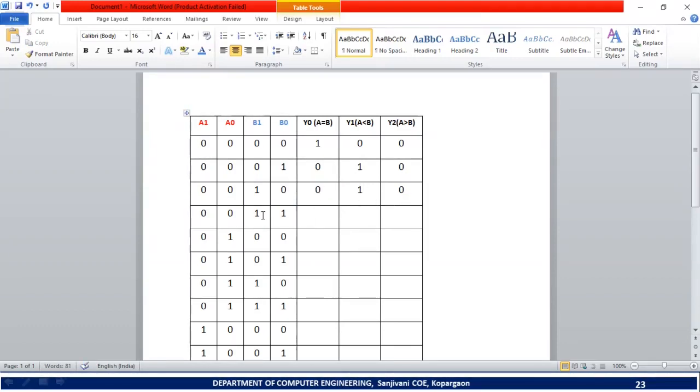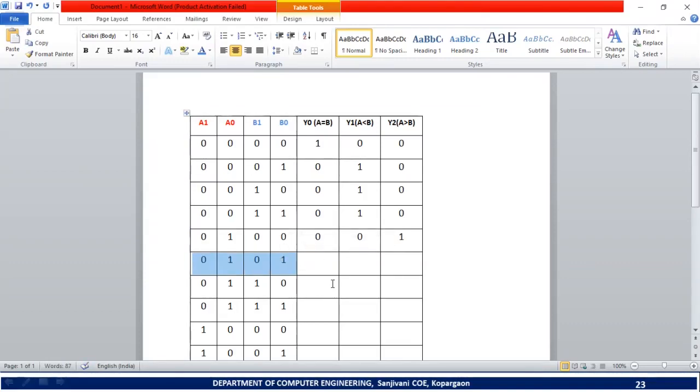Then here 0 0 1 1. So are they equal? No. So this output will be 0. Then B is 1 1. So I can say that B is greater than A. So B is greater than A means this output will be 1 and the remaining outputs will be 0. Then consider the next row. What will happen here? A is 0 1 and B is 0 0. So here I can say that A is greater. So that's why Y2 should be 1 and the remaining two outputs should be 0 0.